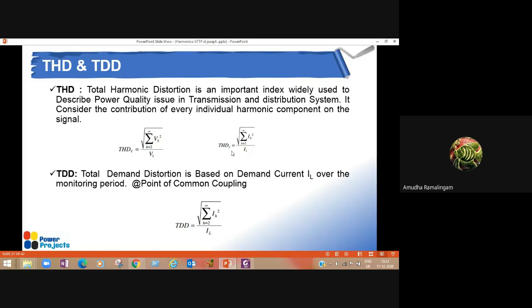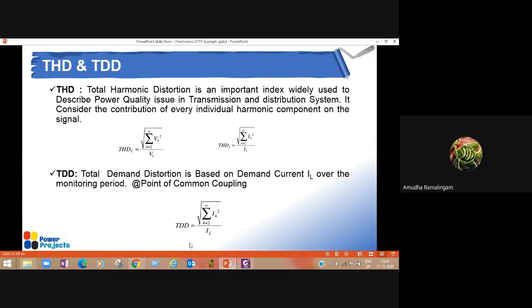Similarly, the total harmonic distortion of current is the ratio of the root mean square of all the harmonic currents with respect to the fundamental current. Okay. So TDD is the total demand distortion. It is the ratio of the root mean square of total harmonic currents with respect to the load current. Here we took the ratio with respect to the fundamental current, but for TDD we take the ratio with respect to the load current.